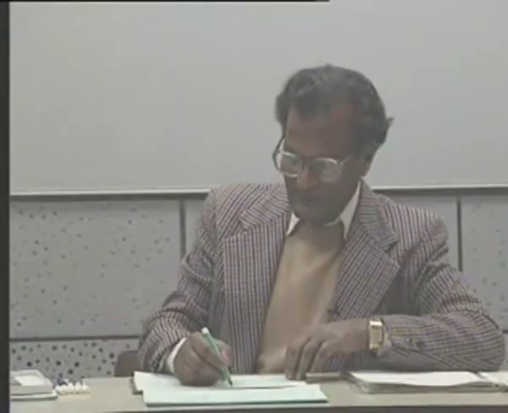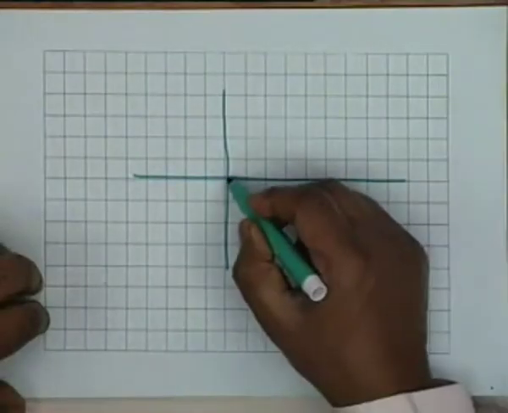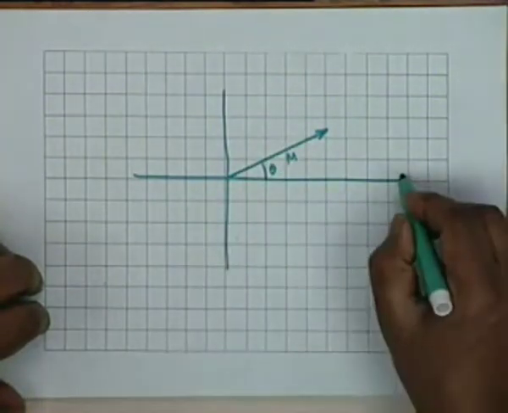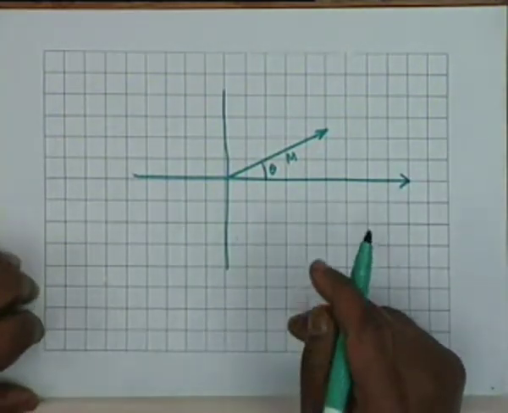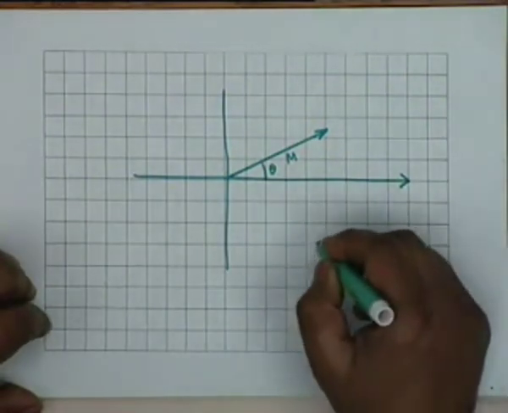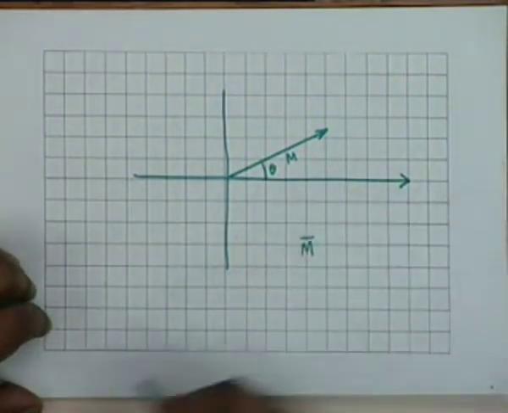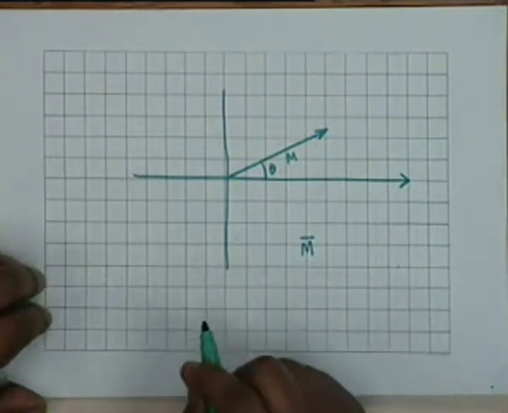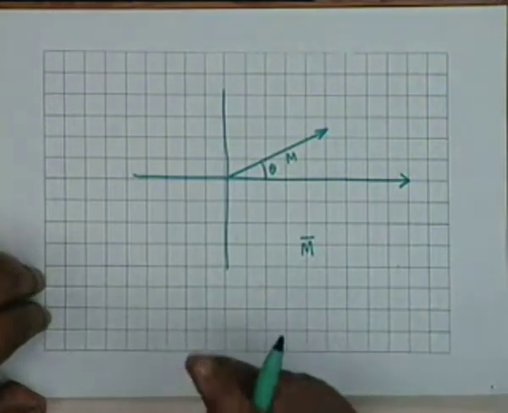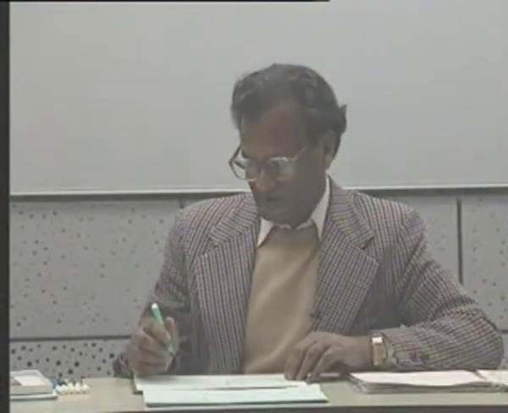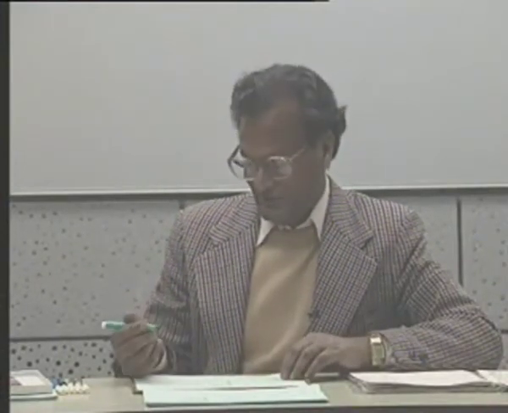All right. Let's look at this a little more closely. We have a vector M which is shifted from the real axis by an angle theta. Now such a vector we shall represent as M bar. The bar will mean that it is a vector, and we will not use the arrow because arrow is used for actual electric and magnetic field vectors. We shall reserve that for later use, if at all there is a use for it.